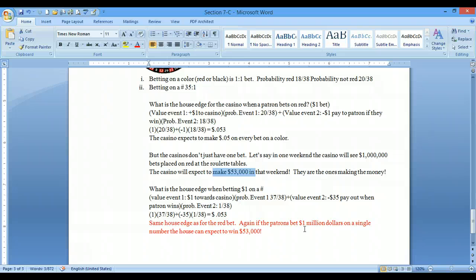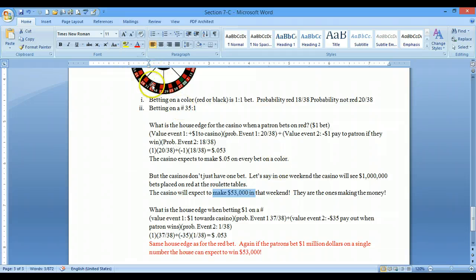Let's look at the house edge when betting on just a number, which has a bigger payout for the patron, which means as the casino, it has a bigger payout. However, the probability of it occurring isn't very much. I'm going to scoot back up here just a little bit so that we can see the roulette table. So let's talk about each event. The value of event 1. So the patron puts a bet, a $1 bet on a number. They pick their birthday, and the value of event 1 is that $1 is coming towards you as the casino because they put that money down as a bet on a single number.